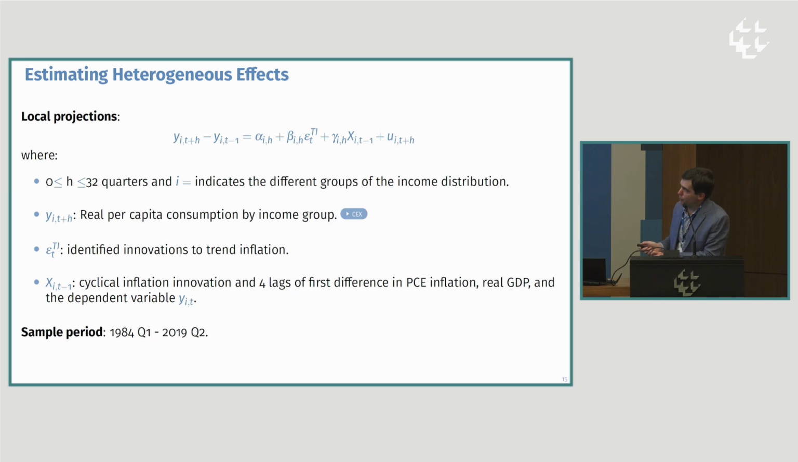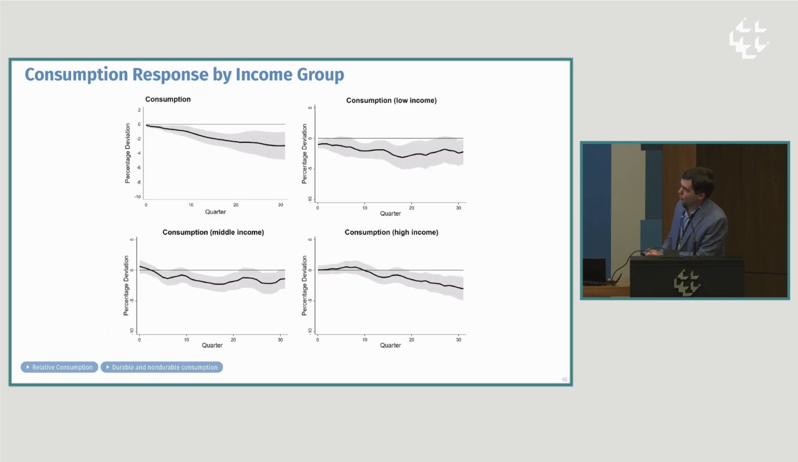For this, we'll again estimate the local projection, but here the local projection will be conditional, so we'll have an i as a subindex, which basically denotes different groups of households. We are seeing the response of consumption. We are going to see how consumption of different groups of households responds to the shock relative to the period before the shock happened. We are going to control for different covariates: real GDP, inflation, and the lags of the dependent variable. And again, the sample period will be the same as before.